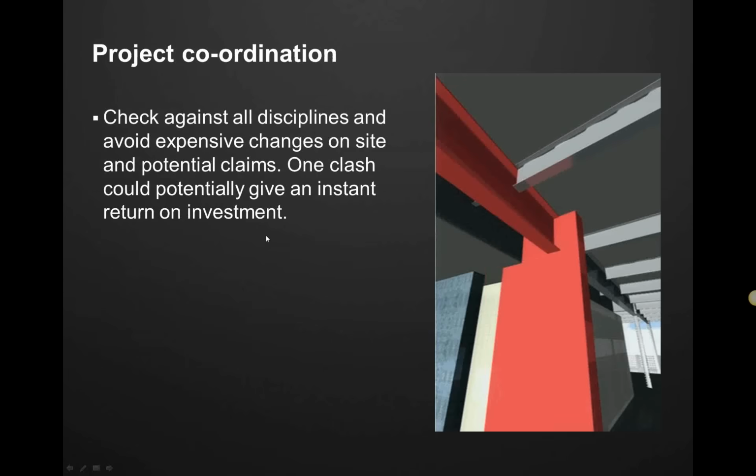One of the main benefits of being able to get lots of different file formats into a single model is the fact that you can do clash detection. As you can see from here, there's a beam traveling with a column, and you can quite clearly see that there's a clash happening between the two.